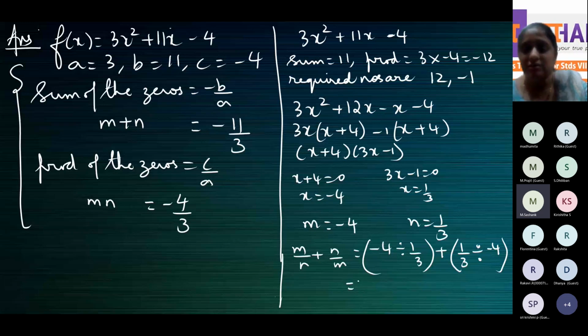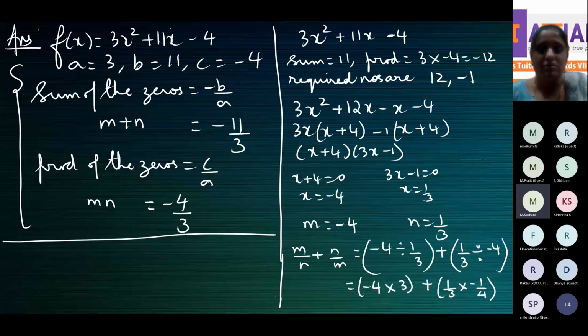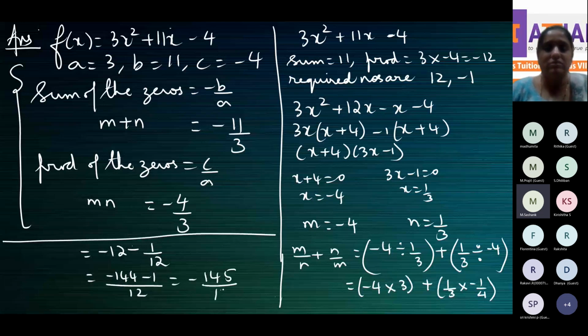So what do you get? Minus 4, division becomes multiplication, and 1 by 3 becomes 3 by 1, which is 3, plus here 1 by 3, division becomes multiplication, and minus 4 becomes minus 1 by 4. So that's equal to minus 12, minus into plus is minus, you understand? 1 by 12, because 3 4s are 12. Now minus 144, minus 1 whole by 12, which is minus 145 by 12.